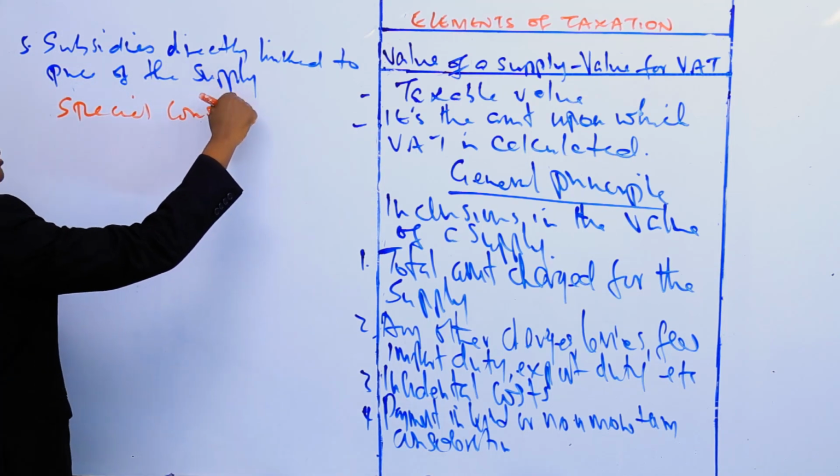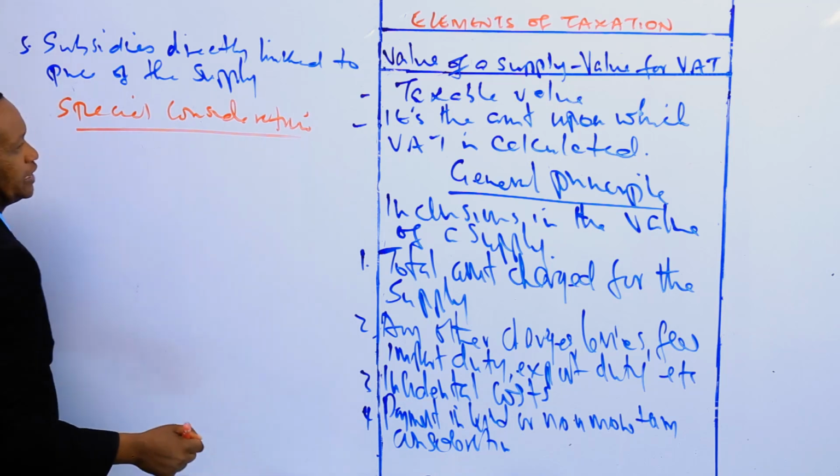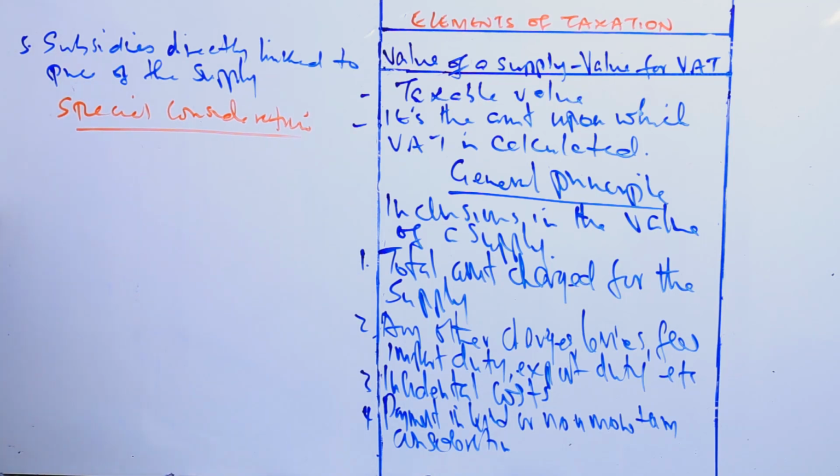Special considerations in relation to the value of a supply. We have the open market value. This is where the supplier and the recipient of a supply are related parties. Open market value, for related parties.